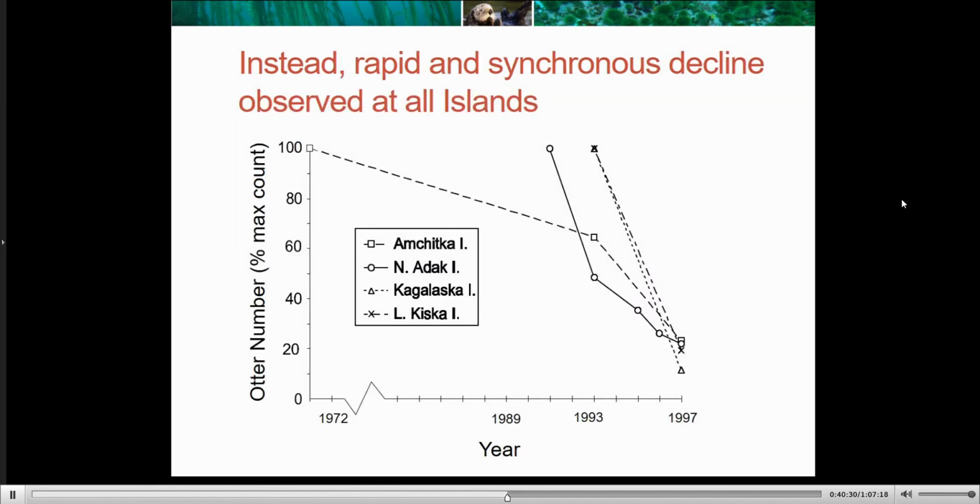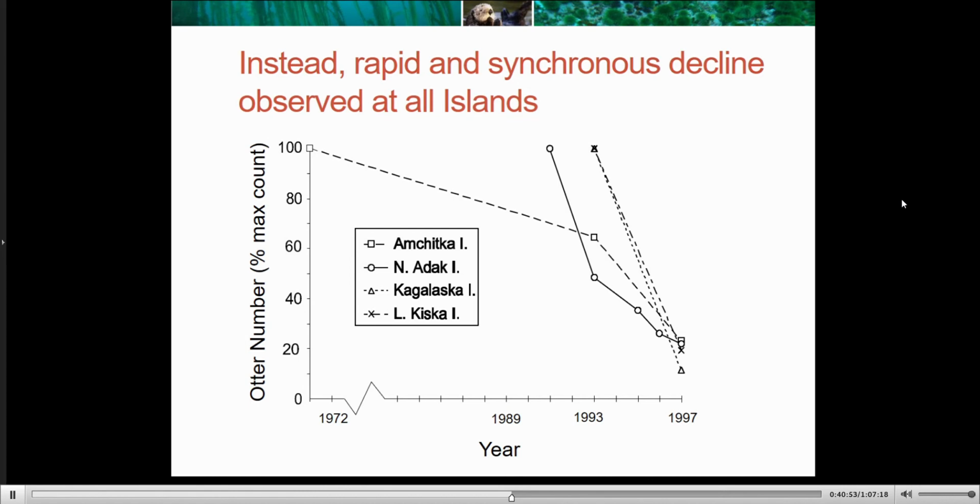But that is, of course, not what we saw. Instead, what we saw was a really rapid period of decline that began in the late 1980s or early 1990s. And we initially believed this decline was just happening at a couple of islands where we had survey data, but by the mid-1990s, when we started to survey other islands throughout the Aleutians, we realized that this decline was happening across the entire Aleutian Archipelago.